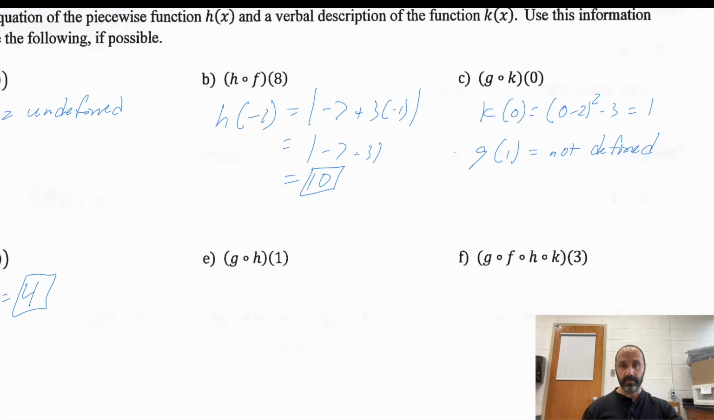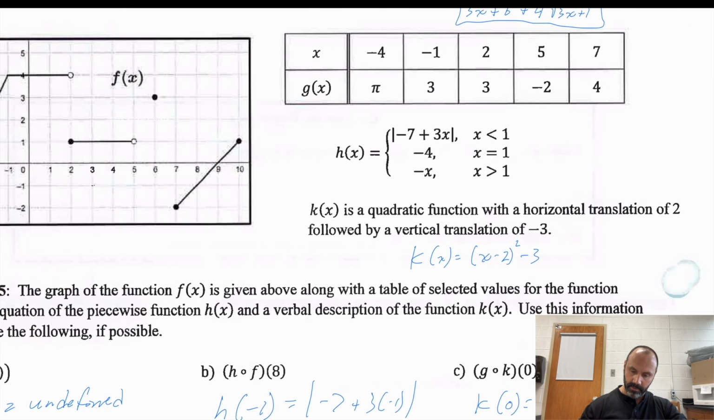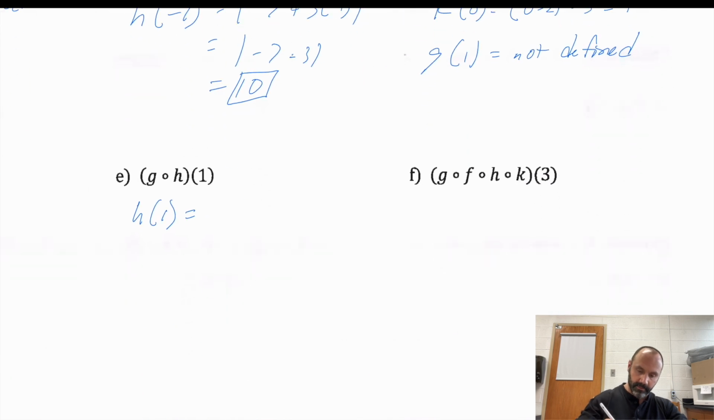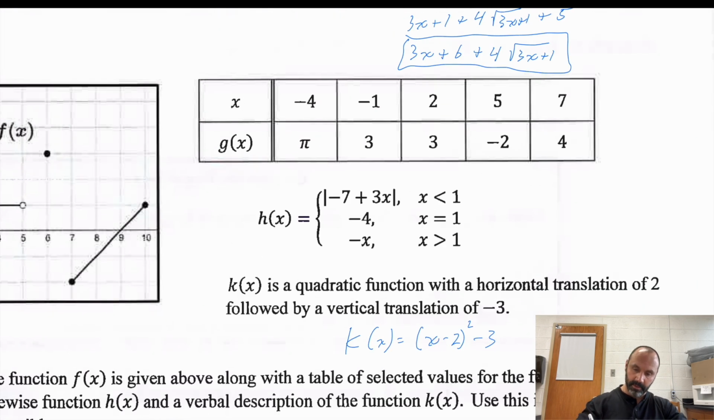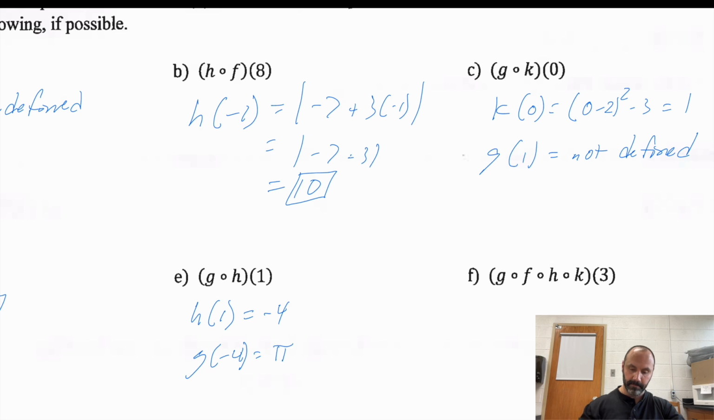Okay, so g of h of 1, let's see if g gives us anything this time. So I go to h. First I'm going to find h of 1. So when I'm plugging in 1, if I have an input of 1, then it's just negative 4. So I'm going to put here negative 4. And so then I get g of negative 4. So when I look for the input of negative 4, it's here, and the output is pi. So g of negative 4 is pi.